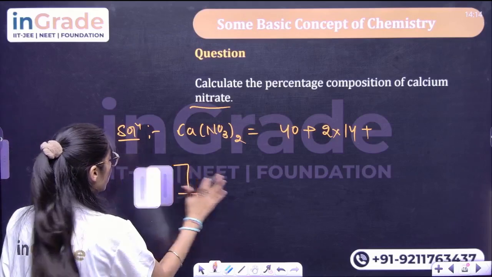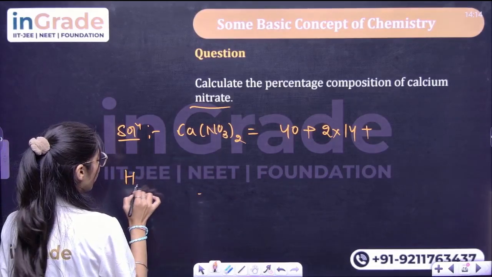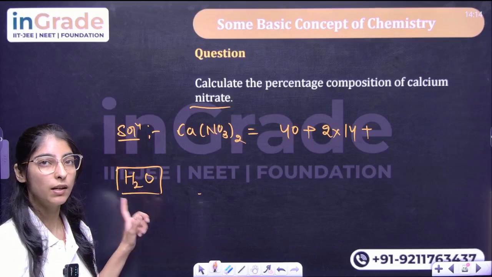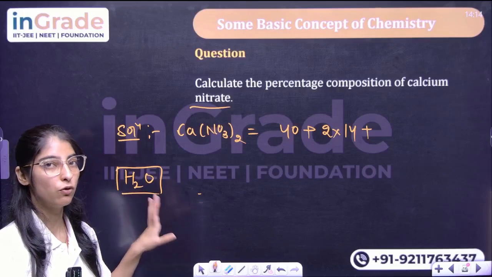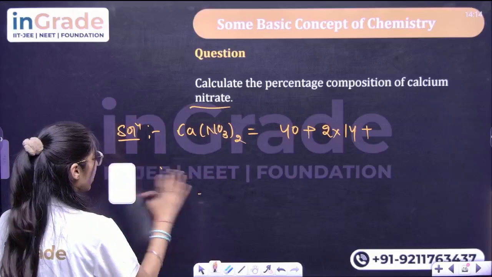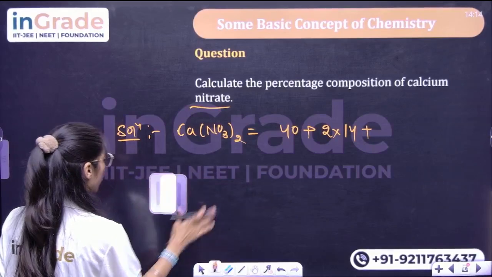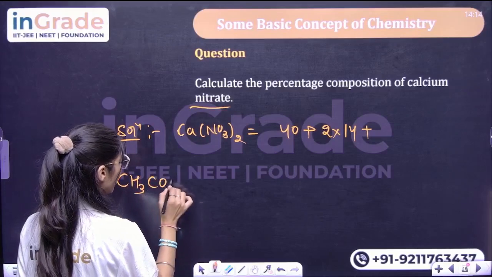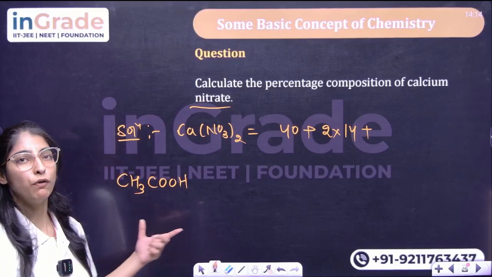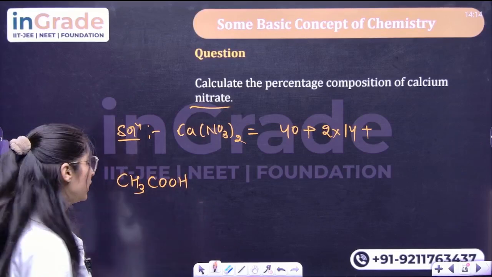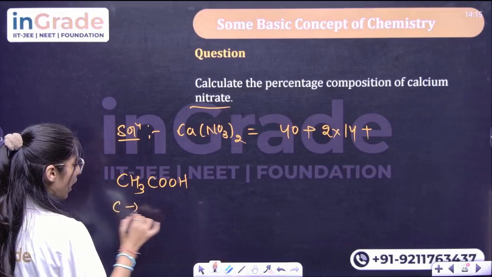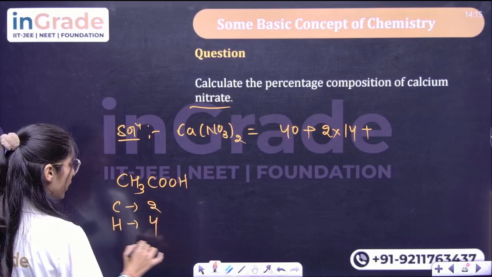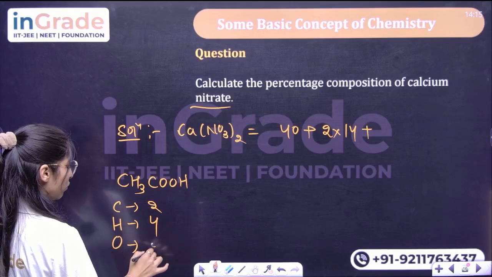Now let's take the example of H2O. It simply says that 2 hydrogen atoms and 1 oxygen atom are present in 1 molecule of H2O. If I say CH3COOH, this is going to be very easy for you to calculate the number of atoms. It simply says that the number of carbon is 2, the number of hydrogen atoms is equal to 4, right? And the number of oxygen atoms is 2.